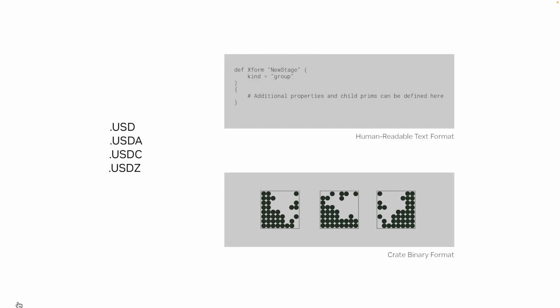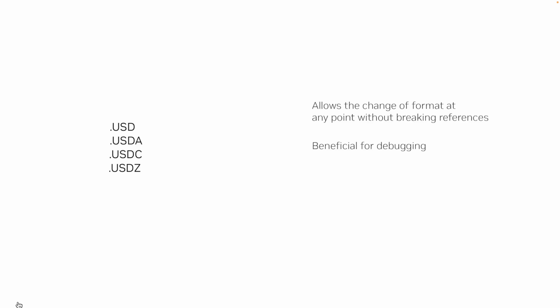A USD file can be either human-readable or binary, the advantage of which is that you can change the underlying format at any point without breaking references. Using USD is also beneficial for debugging, because an asset that is in binary can easily be changed to human-readable to take a look at what might be causing the issue.